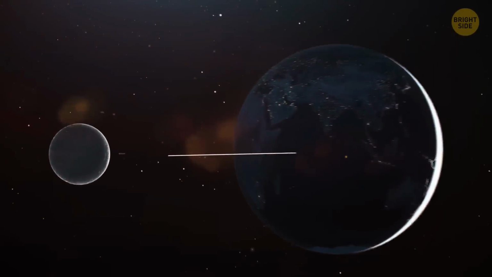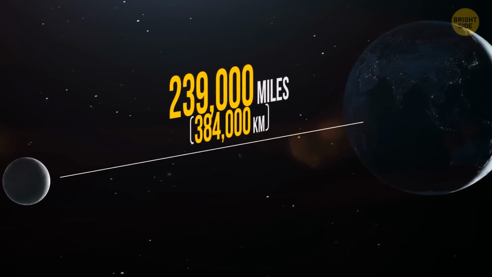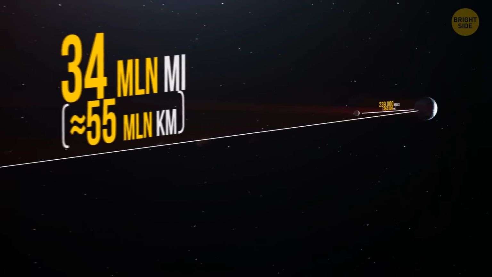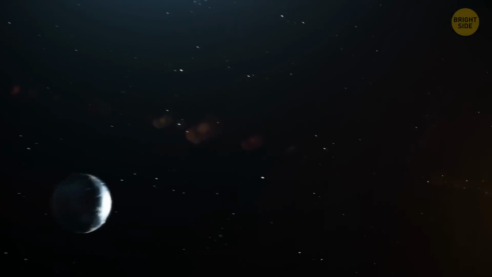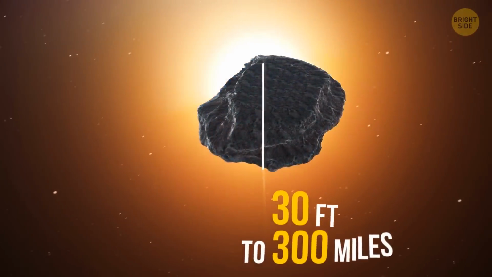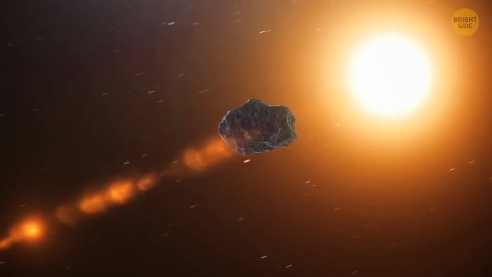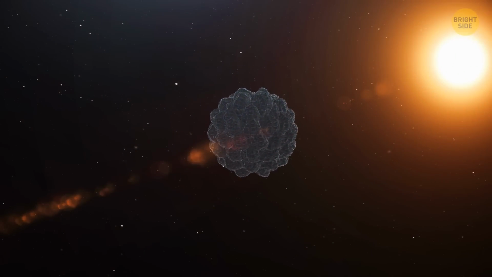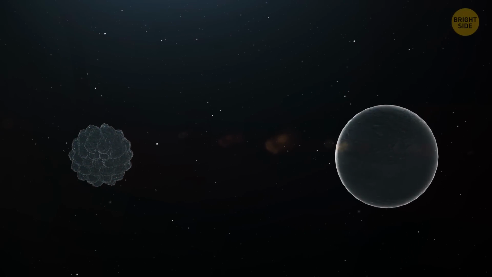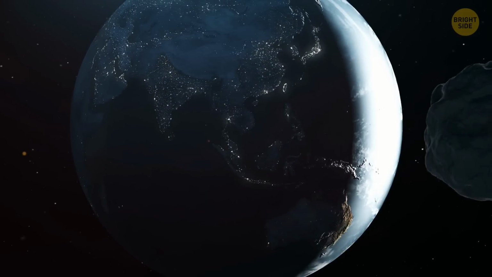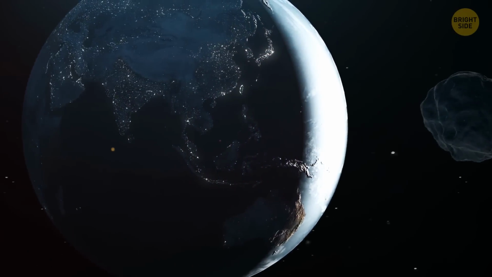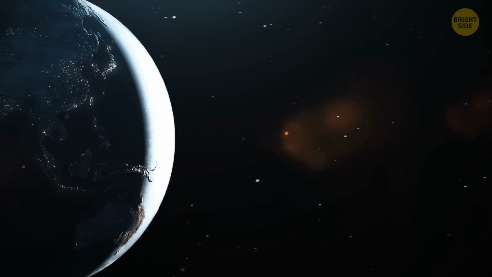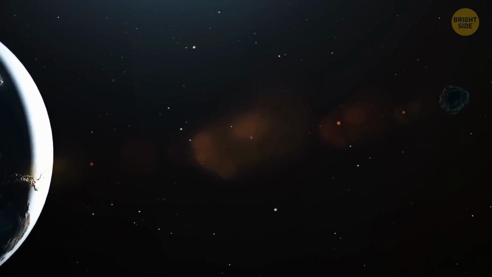The distance from Earth to the Moon is about 239,000 miles, while it's at least 34 million miles between our planet and Mars. But asteroids are another story. They're rocky objects orbiting the Sun like planets, but they're much, much smaller, from 30 feet to 300 miles across. If you combine the mass of all asteroids in the solar system, it would still be less than that of the Moon. Those asteroids that do approach Earth carry trillions of dollars worth of metals and minerals, and some of them come so close that experts believe asteroid mining missions can become a reality in the near future.